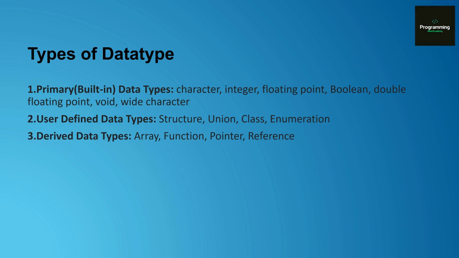So what are the types of data type? There are three major data types: the primary data type, user defined data type, and derived data type. User defined data type and derived data type, we are going to look into afterwards. Now let's look at the primary data types, and those are character, integer, floating point, boolean, double floating point, void, and wide character. These data types are similar to the variables because we are going to define the variables using the data types.